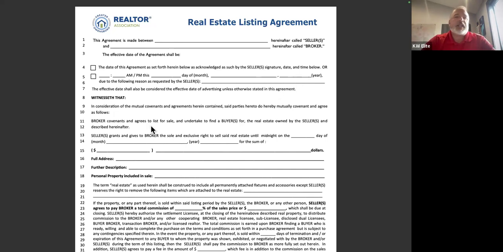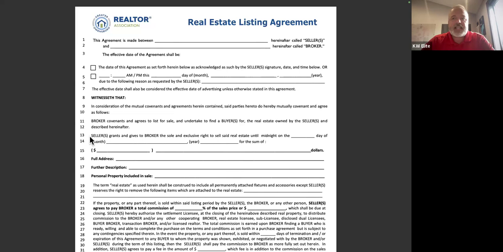All right. And then it says, witness, in consideration of the mutual covenants and agreements herein contained, said parties hereby mutually covenant and agree to the following. That's just a really fancy way of saying, here's what we're doing as listing agent and seller. Here is what we're agreeing to. And it says that the broker agrees to list for sale and undertake to find buyers for real estate owned by sellers and described hereinafter.